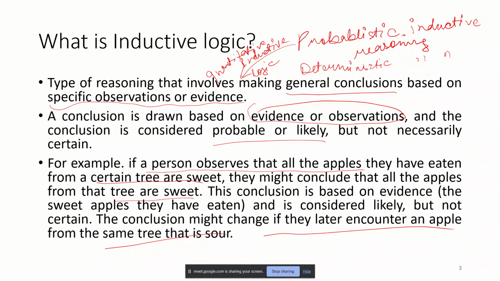Then we have deterministic. Deterministic means that we haven't encountered a sour apple for now, but if we do encounter one, then until that time this conclusion is correct. That is deterministic inductive reasoning. So these are the two kinds of inductive logic that are possible. I hope I made sense here.